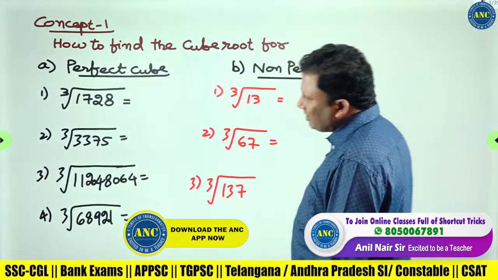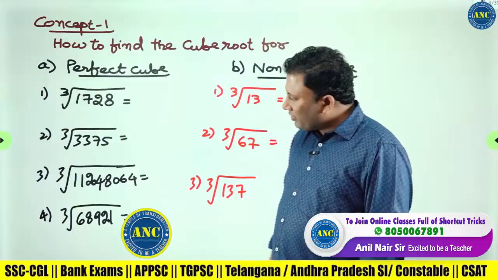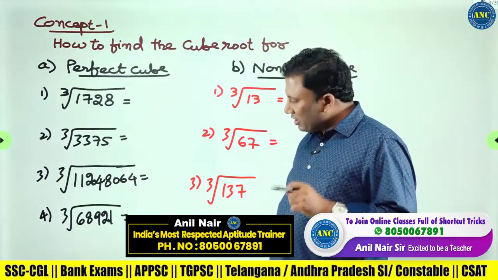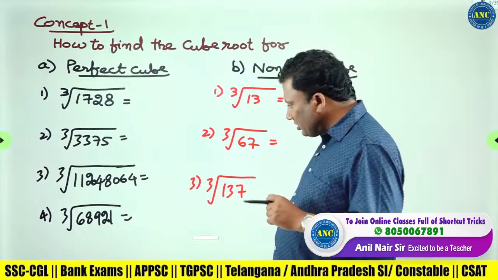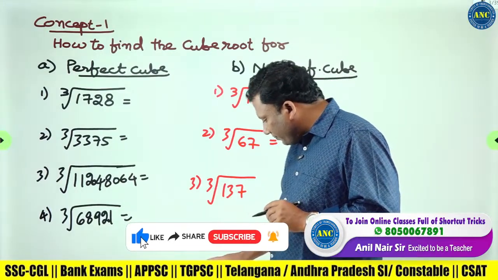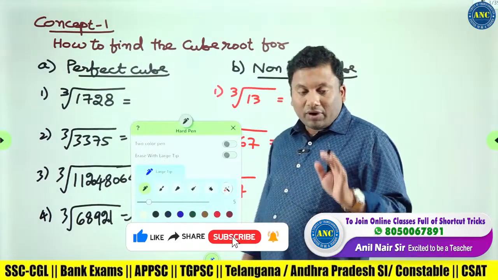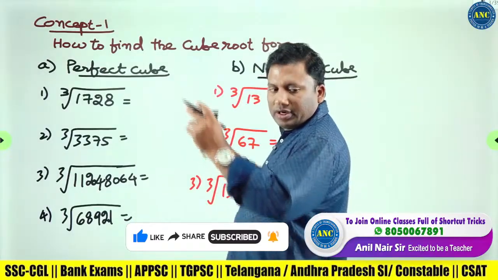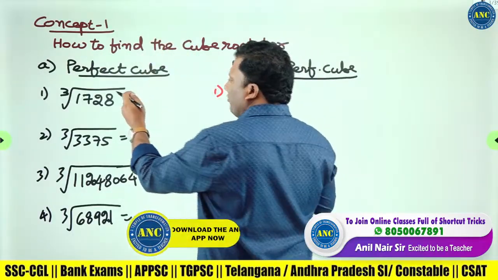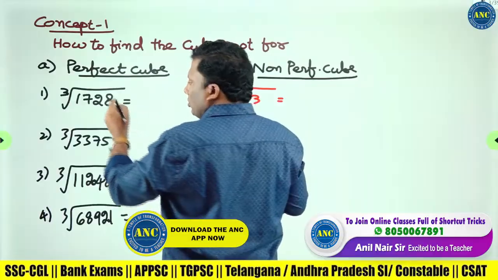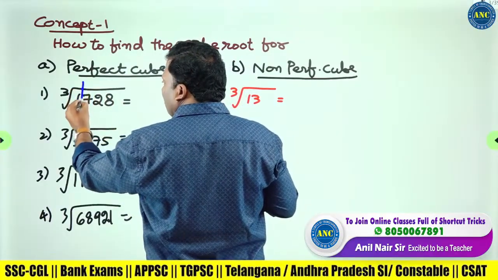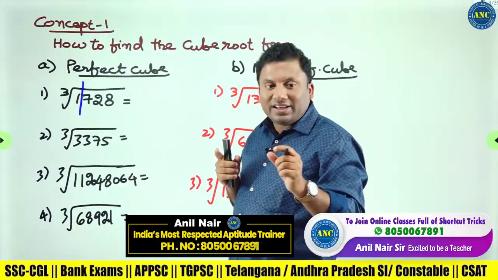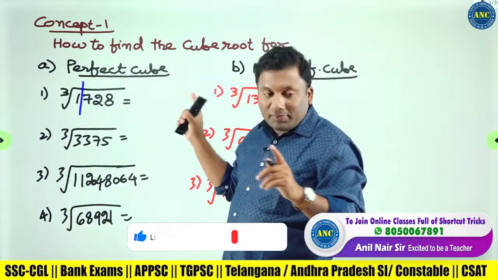Cube root of 1728, cube root of 3375, cube root of 112048064, cube root of 68921. Now see here. Step number 1. One more concept. We did the same in perfect square. Start from the rightmost. Keep a slash after 3 digits. How many groups of 3 digits are there? The answer will contain that many digits.